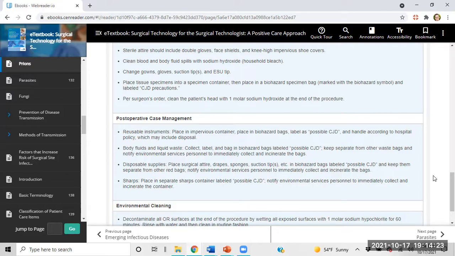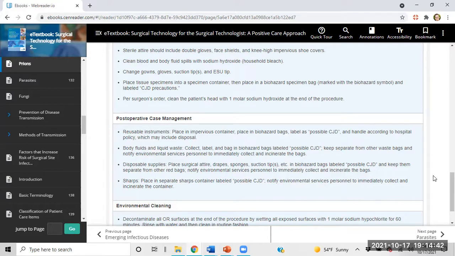And then the disposable supplies, like your surgical attire, drapes, sponges, those will all go in biohazard, and that will also be labeled possible CJD. And again, it will be kept separate as well. So keep in mind, environmental services is going to come and collect all of that material, and it's going to be incinerated immediately.